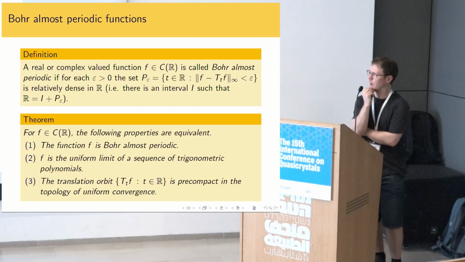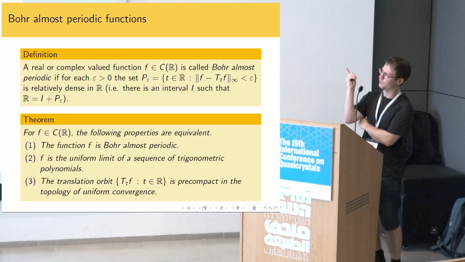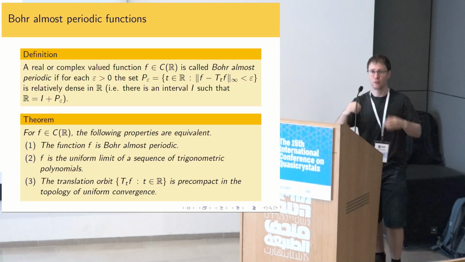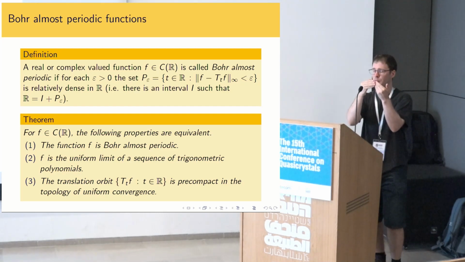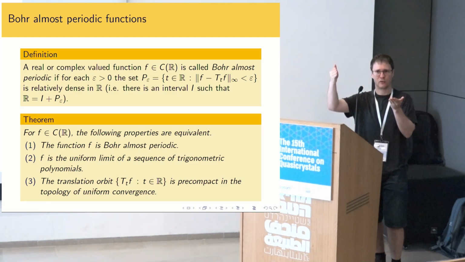Now, it would be nice if we could do something similar with the Bohr almost periodic functions to what we did for the periodic functions. So maybe if I have a Bohr almost periodic function, can I again write it as some kind of Fourier series?